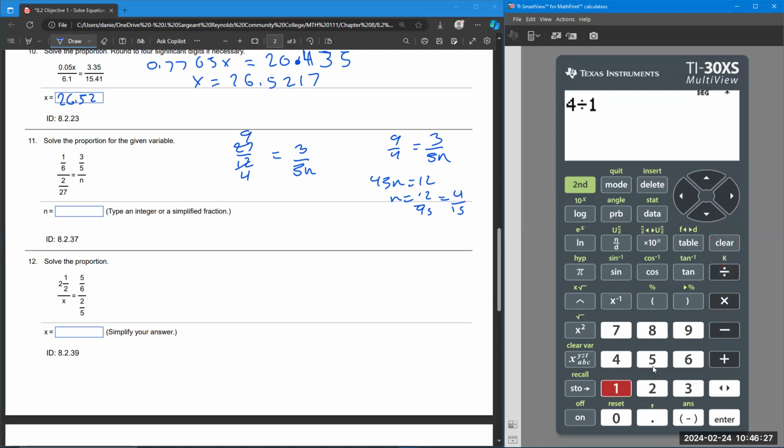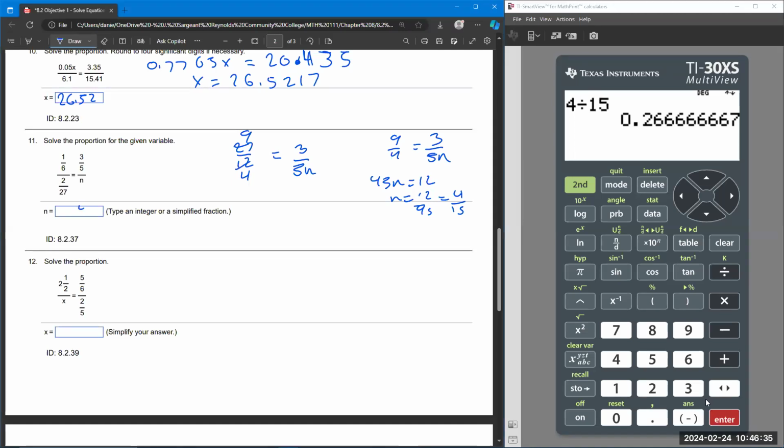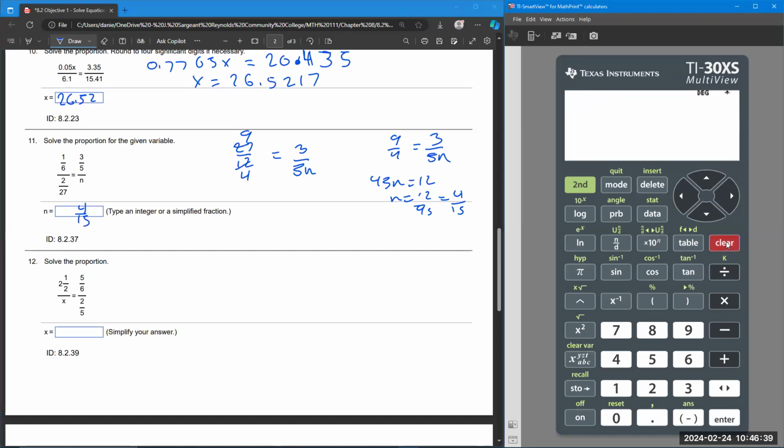4 over 15, and it says an integer or a simplified fraction, so it wants the fraction form, the exact answer there. So we're not going to round that one.